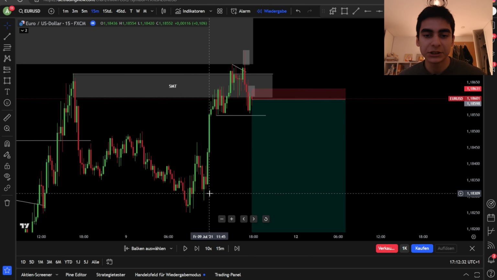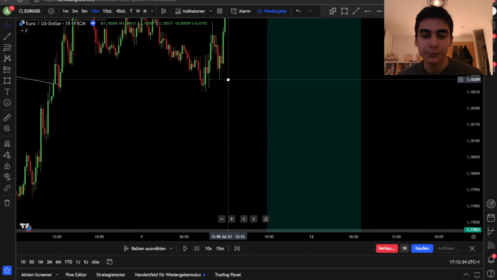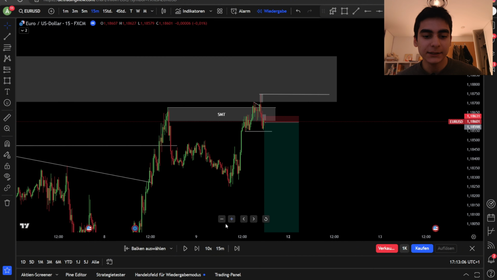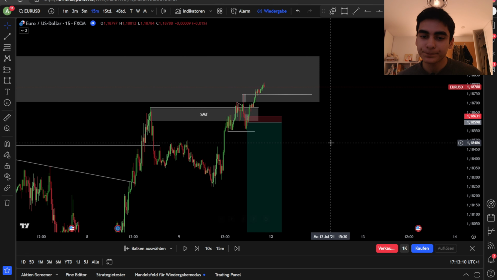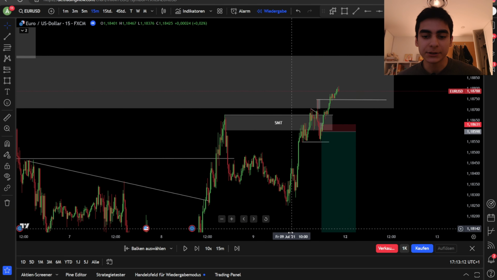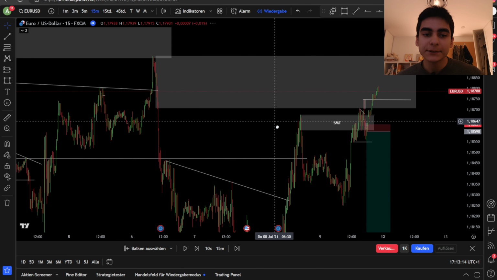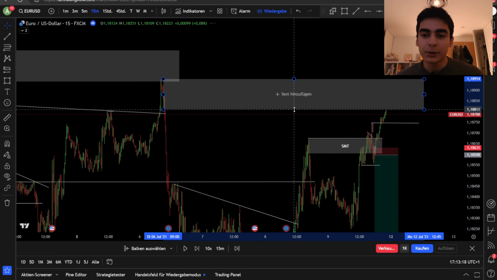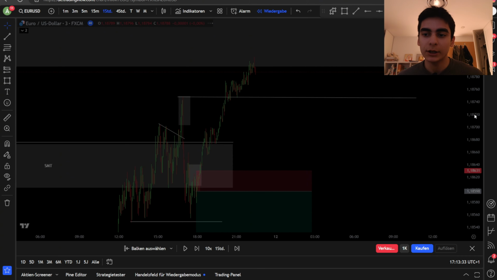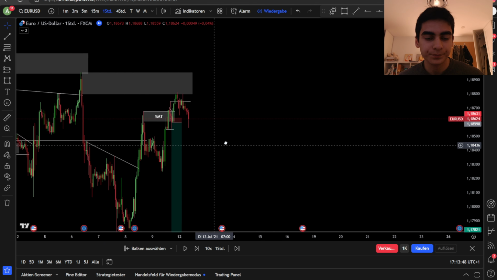Let's just see if this trade would hit take profit or stop loss. Let's just see what happens. Okay, stop loss gets hit. Like I just mentioned, these setups are riskier. We can adjust this order block, or let's go back to a 1 hour time frame.